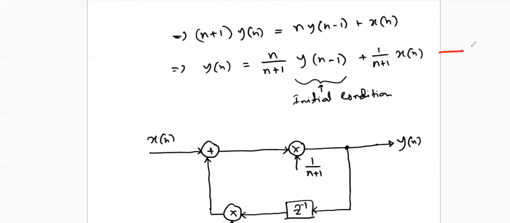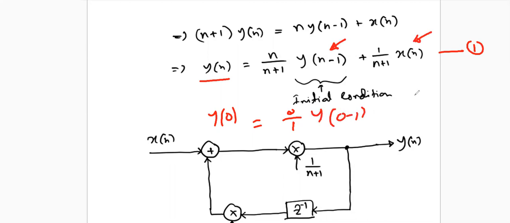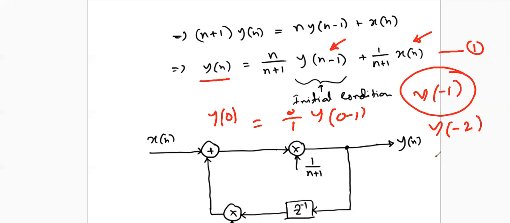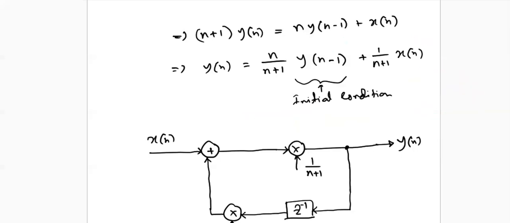Okay, finally, we got this equation, which has three parts. One is the final output, we have input, and we have the initial condition. Why is that the initial condition? Again, for y0, we can write like this: 0 divided by 1. That means, of course, this is 0. Eventually, this is 0 minus 1. Whenever you are getting some value at minus 1, that is called the initial condition. Even y minus 2, that is another initial condition. y minus 3, that is another initial condition. So this term is known as the initial condition.